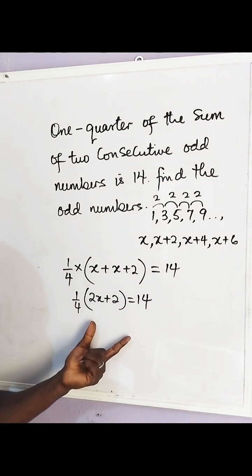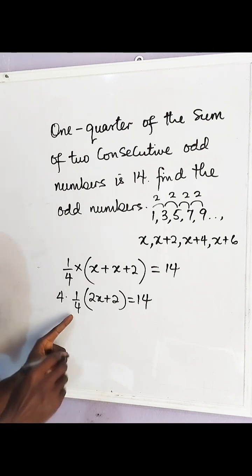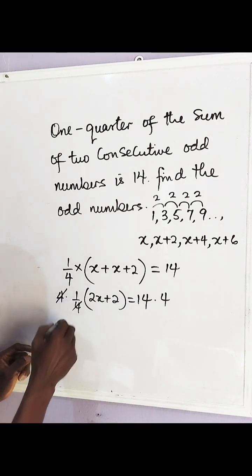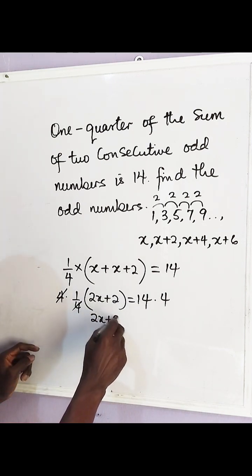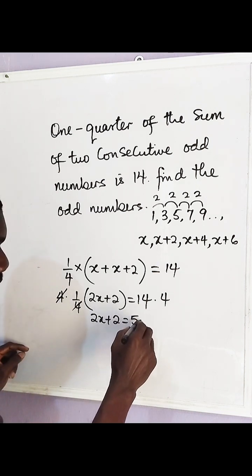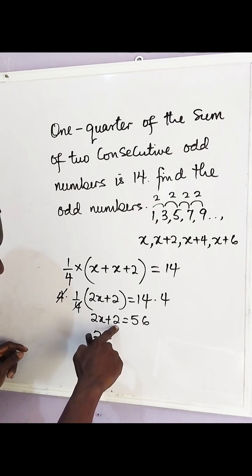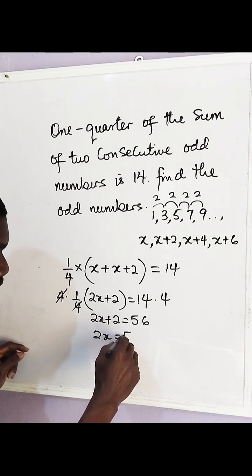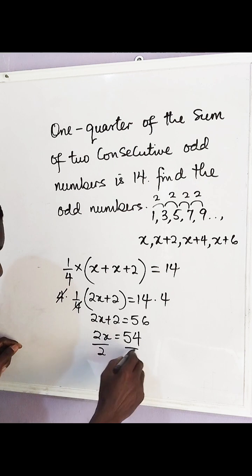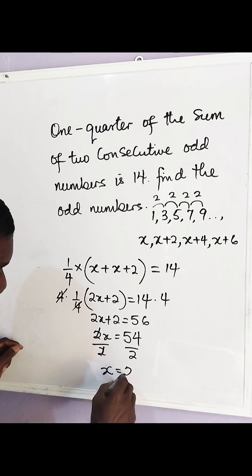The next thing we need to do is multiply both sides by 4. Why do we do that? This is to help us eliminate the 4 from here and make the equation linear. So this will cancel this. We are left with 2x plus 2 equals 4 times 14, which gives us 56. Now let us subtract 2 from both sides. We have 2x, and when we take away 2 from both sides, this gives us 54. Now let us divide both sides by 2. So our x will now give us 27.